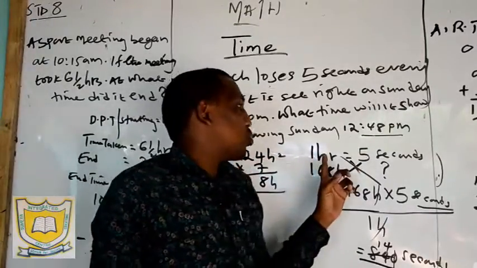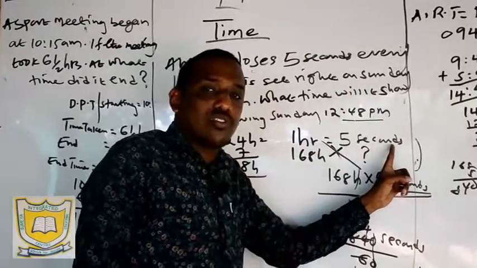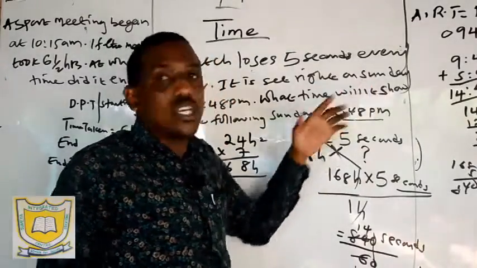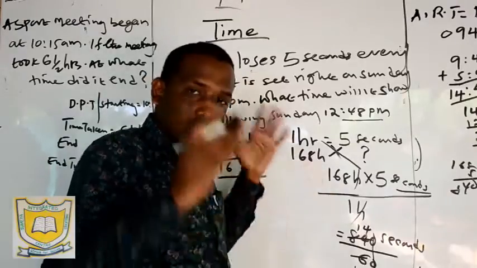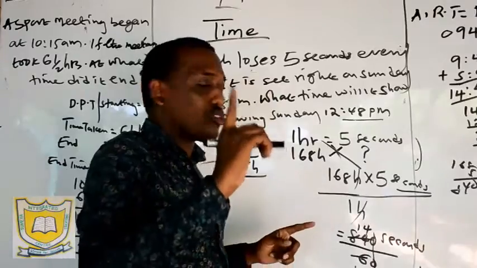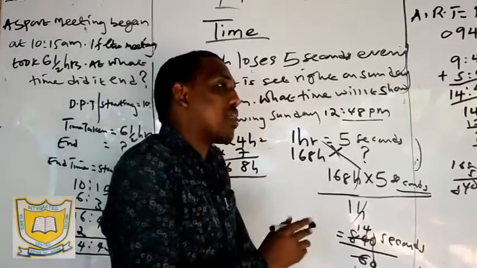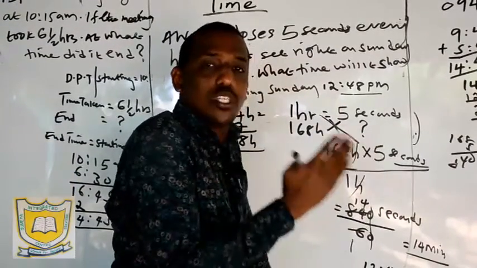So the watch was losing 5 seconds every hour. What do we get now? Sunday to Sunday, we count the number of days from Sunday to Sunday. Those are 7 days. A day has got 24 hours, 24 hours times 7 days is 168. The total number of hours from Sunday to Sunday is 168. So Monday to Monday, the total number of hours is 168.